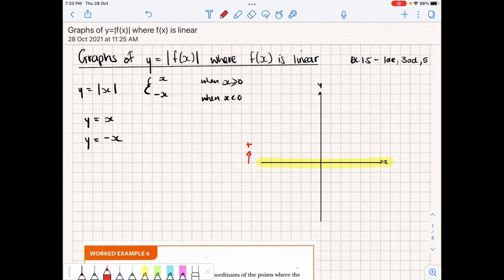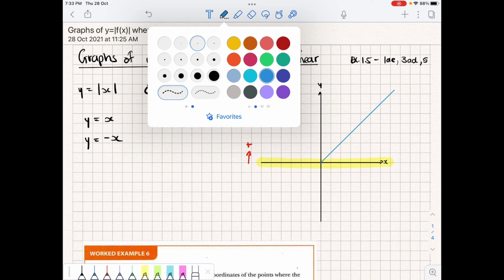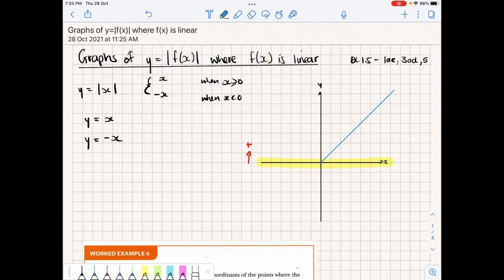So we'll start by sketching the graph of y equal to x. That's pretty simple. It has a gradient of 1, and it runs pretty much like that. Just for interest's sake, I'm going to continue drawing it down below here, so we can notice an interesting property about modular functions.